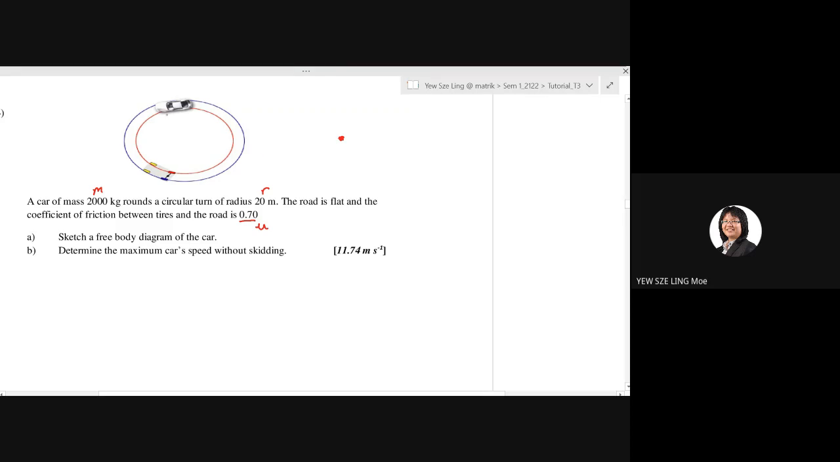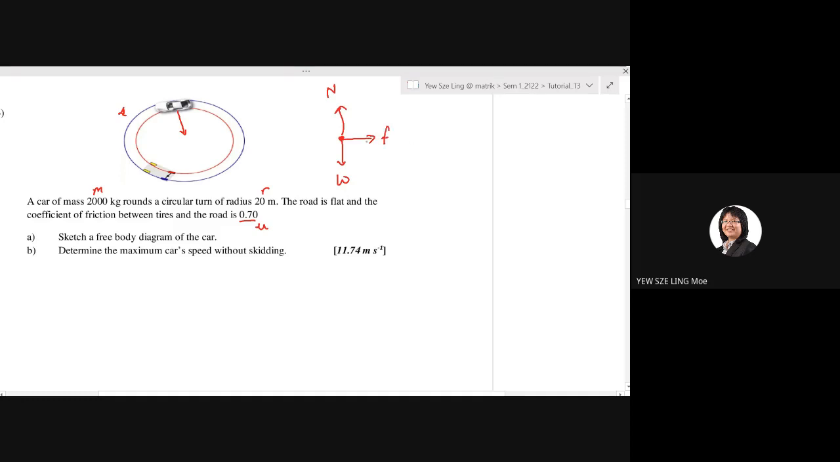So first you look at this diagram. The car is an object, and this object comes with weight. So you have W that is going down. And then it is moving on the road, so it is in contact with the surface of the road. Therefore, there's another force, not frictional force, the normal force that is going up. So you have a normal force going up and a weight going down. Then how about frictional force? Assume I'm viewing it from the front, because I like to view it from the front. Then I have a frictional force that is going towards the center.